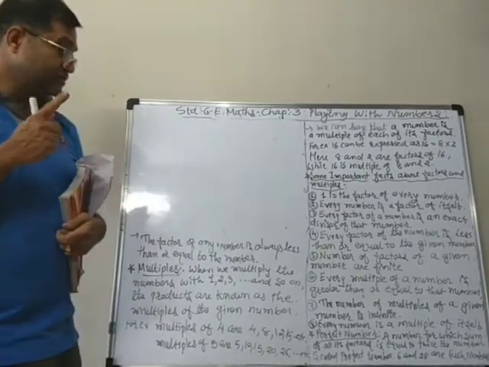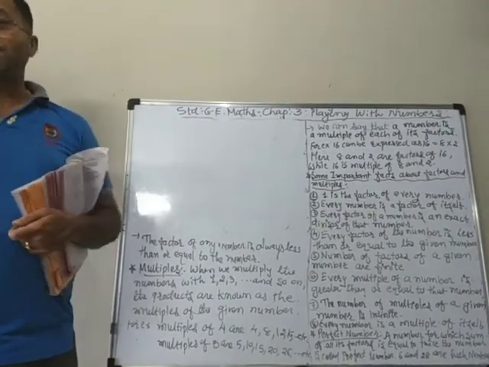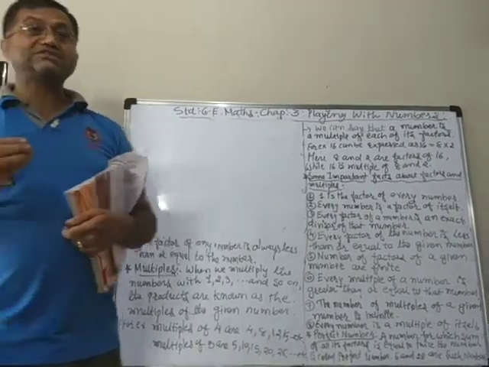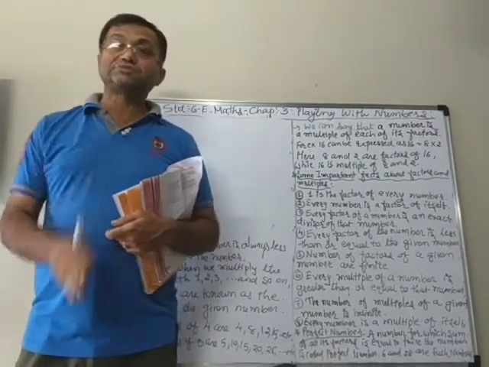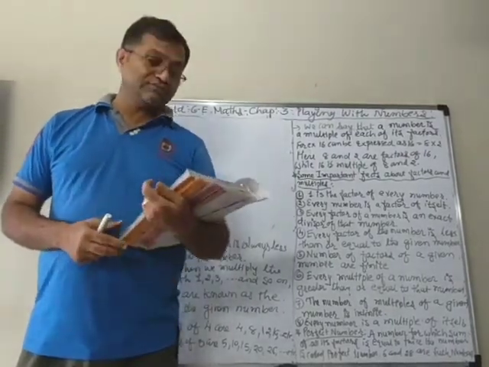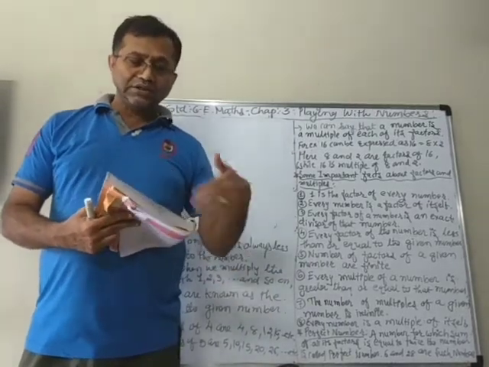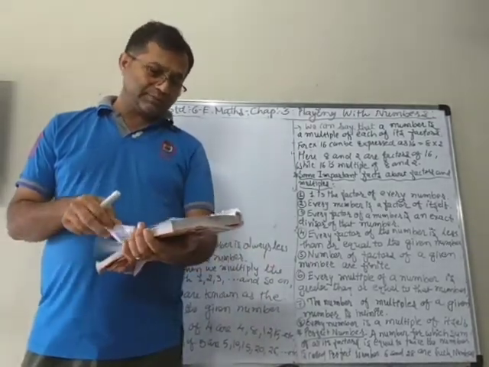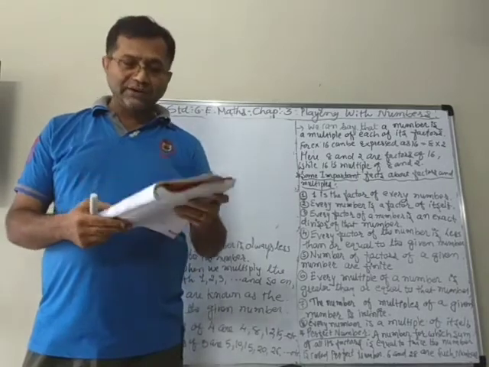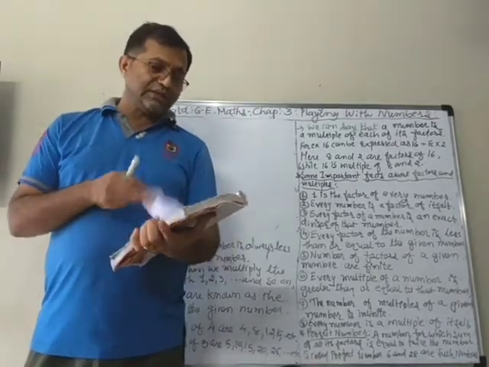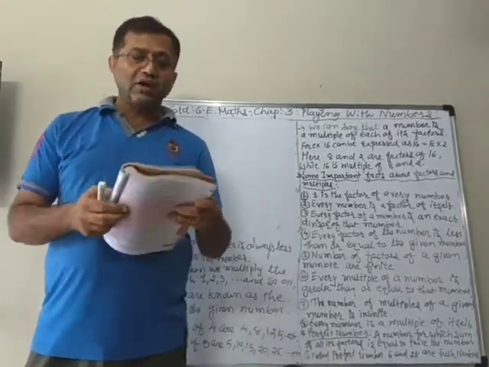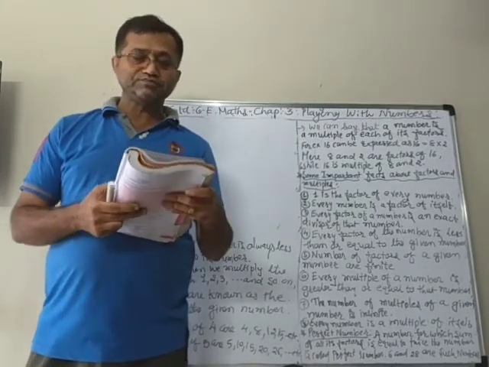The last thing is the perfect number. Some numbers are such that if you take the sum of all their factors, it is double that given number. Then that number is known as a perfect number.